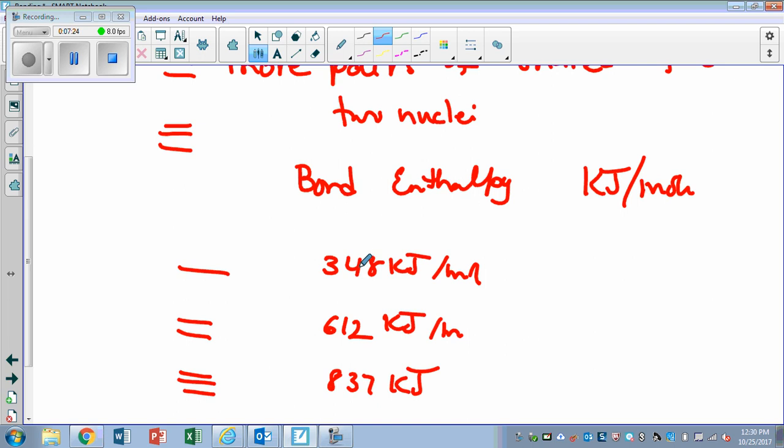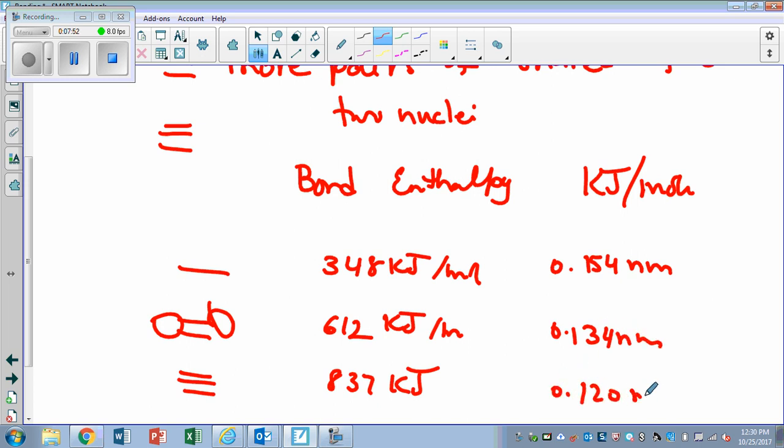So you see, you need more and more energy to break the bonds. That is telling you that the bond is getting stronger and stronger. Not only is it getting stronger, they kind of shrink because there are more electrons between the nuclei, so the atoms on the sides will kind of shrink. So the bond length for this one is 0.154 nanometers. Bond length here is 0.134 nanometers, and this is 0.120 nanometers. So the bond is getting smaller and smaller, and since it is getting smaller, it is getting harder to break that bond.